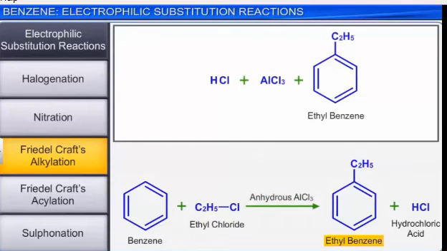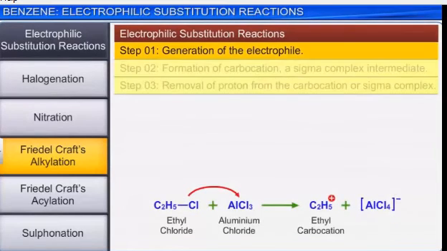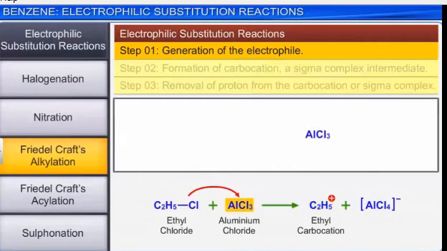Let's discuss the mechanism of this reaction. First, an electrophile, which is a carbocation here, is generated when anhydrous aluminium chloride combines with the attacking reagent ethyl chloride, as shown here.